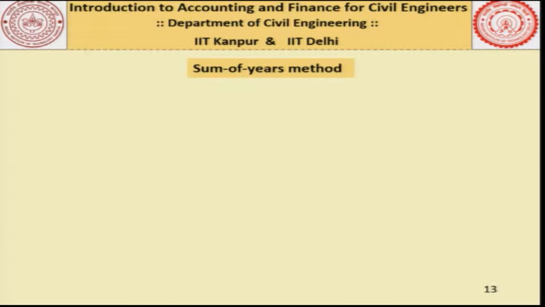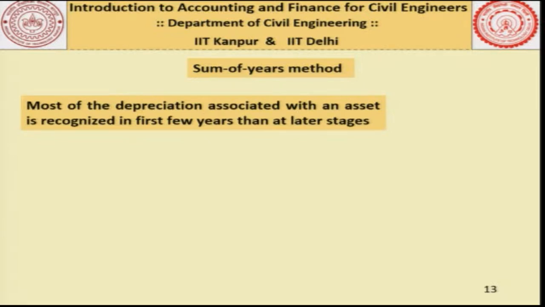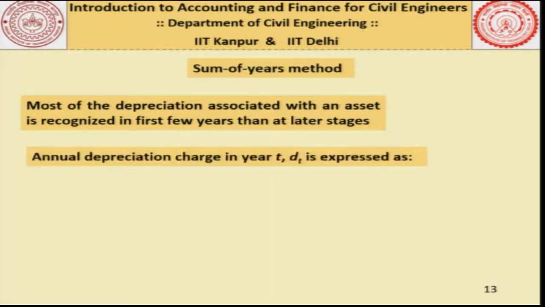Let us try to complicate the matters a little bit and try to see how the sum of years method works. In this method, most of the depreciation associated with an asset is recognized in the first few years and not at the later stages, meaning thereby that an annual depreciation charge in the year T, D_T, which is the kind of terminology which we used in the previous slide as well, is given by this formula. This formula will become easier to understand once we see a numerical example.